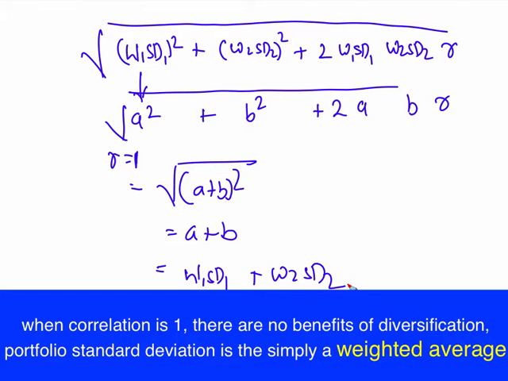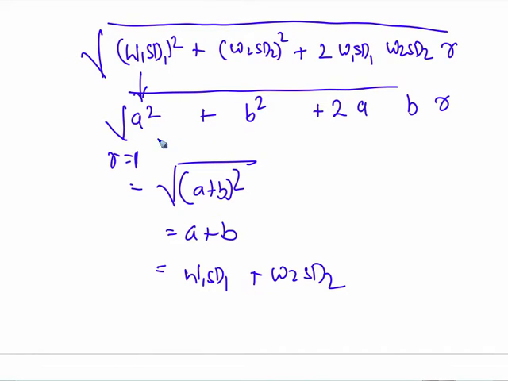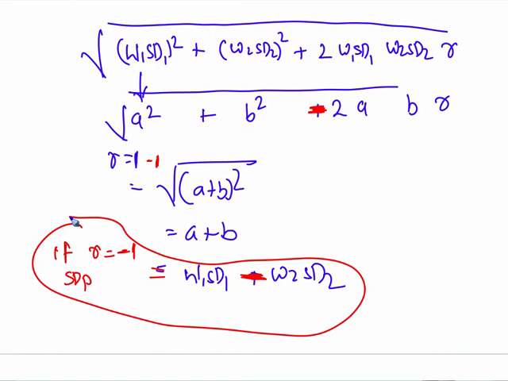Now what if correlation coefficient is equal to minus 1? If correlation coefficient is minus 1, then it would be A square plus B square minus 2AB, and therefore it would be simply weight 1 standard deviation 1 minus weight 2 standard deviation 2. Right? So just write down this part, that if R is equal to 1, R is equal to minus 1, then standard deviation of the portfolio is equal to, done writing, then write down a testable sentence below this.